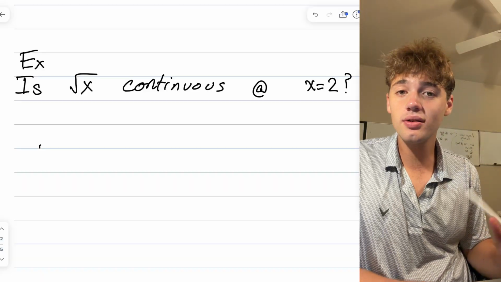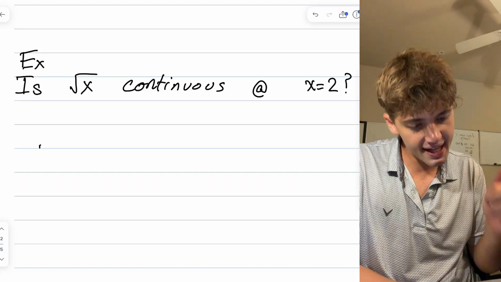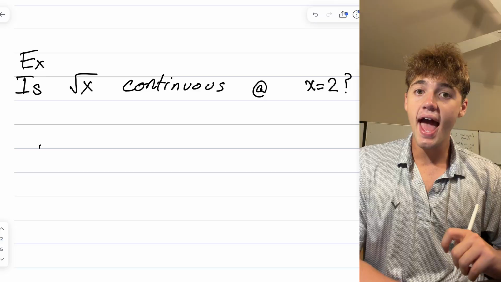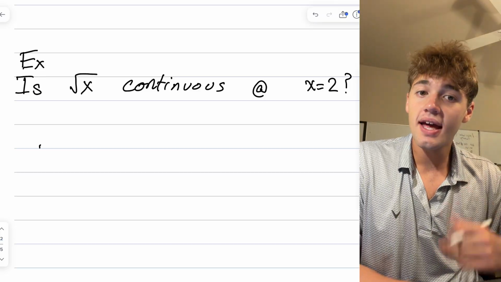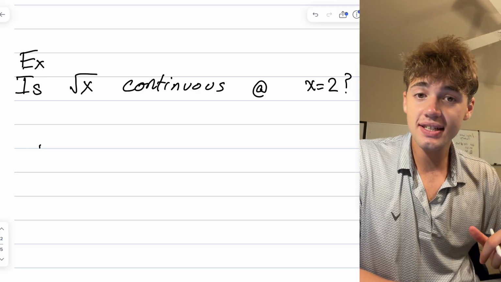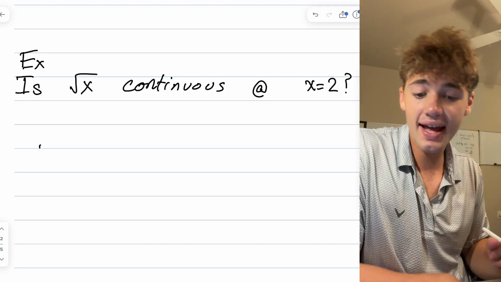All right, welcome back to the problem. Do you guys know how to solve continuity at a point now? Can you show me if this is continuous at x equals 2? If you can, you understood the lesson. If not, you're going to have to go back and check again.